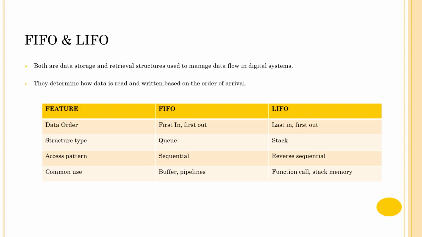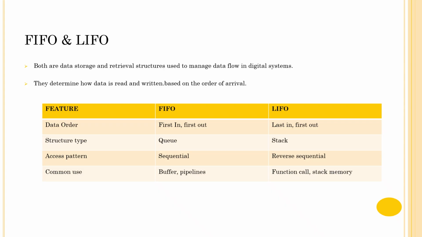Now, let's talk about two important data handling structures, FIFO and LIFO. Both are used to control how data is stored and retrieved in digital systems. Basically, how your system decides which piece of data to process first. FIFO, or first in, first out, works just like a queue. At the ticket counter, the first person who joins the line is the first one to be served. In digital circuits, FIFO ensures smooth and orderly data transfer, especially in communication buffers, data pipelines, or clock domain crossings.